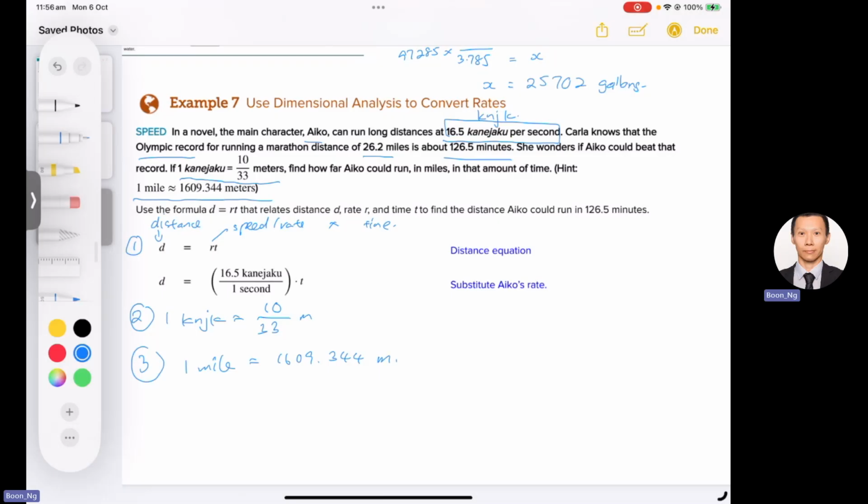I will do shorthand. For the record, this is the distance of the record holder, 26.2 miles in 126.5 minutes. Okay. All right, so let's get started then.